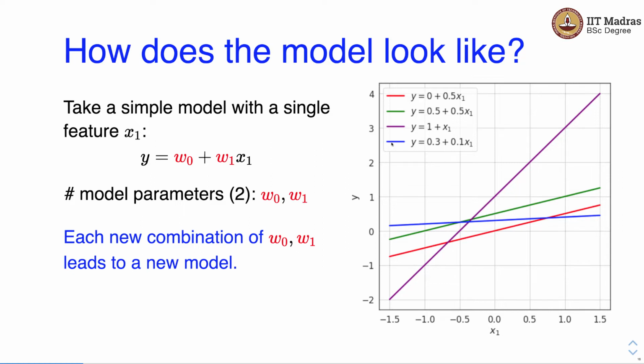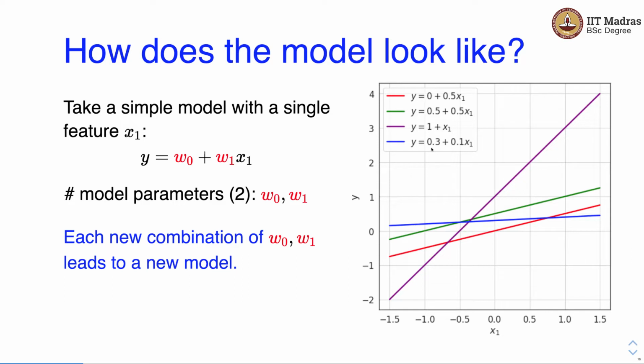And then we have one more example, which is this blue line, which has got w0 of 0.3 and w1 of 0.1. So the equation or the model is y is equal to 0.3 plus 0.1 times x1. You can see the blue line over here corresponding to this particular model.